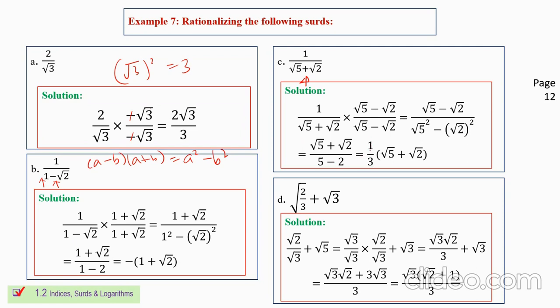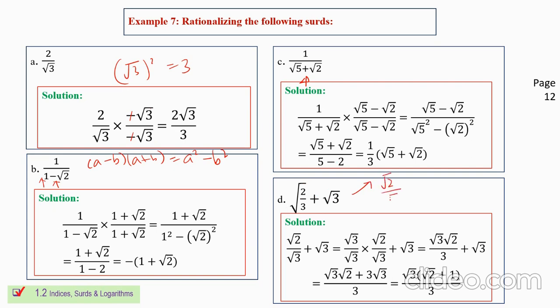So I just factor out my 1 over 3, put outside surd 5 plus surd 2. Okay. Now let us look at question D. If they're not allowing you to use a calculator, so surd 2 over 3 plus surd 3. Okay, maybe some of us will solve it in another way.